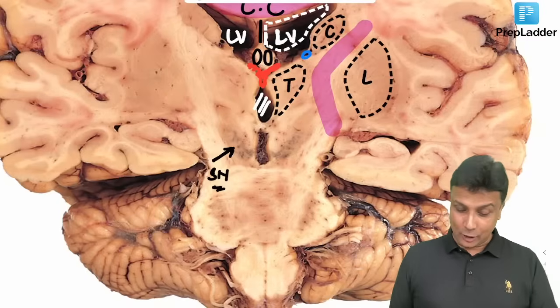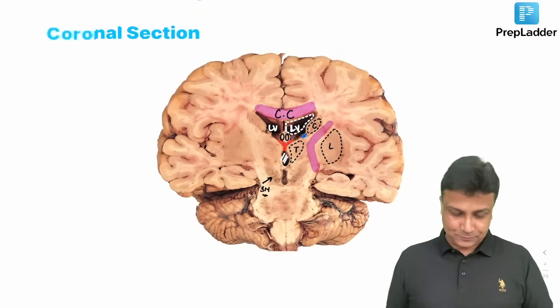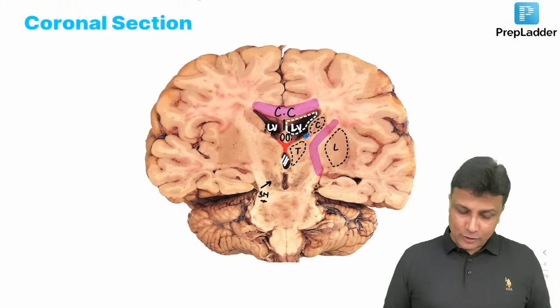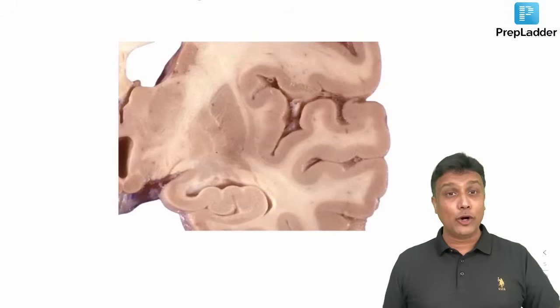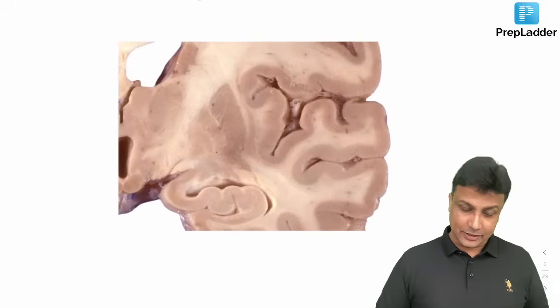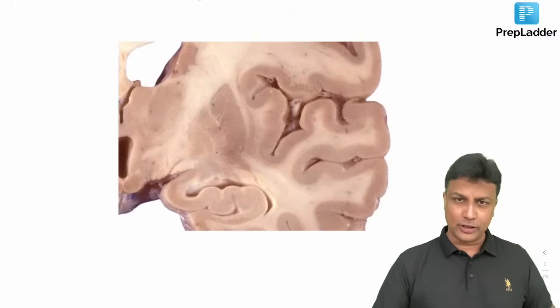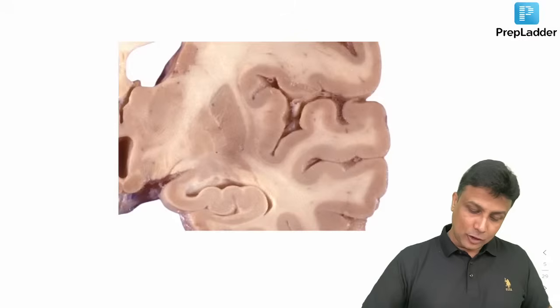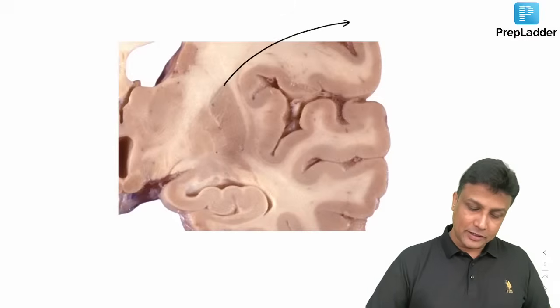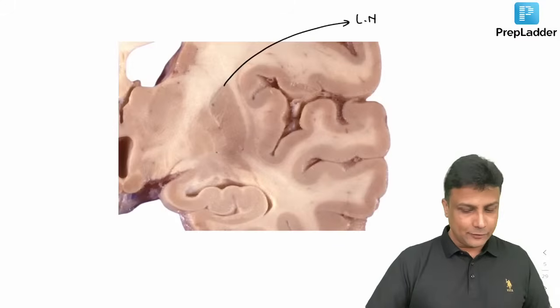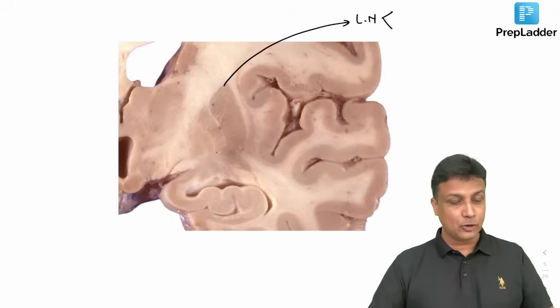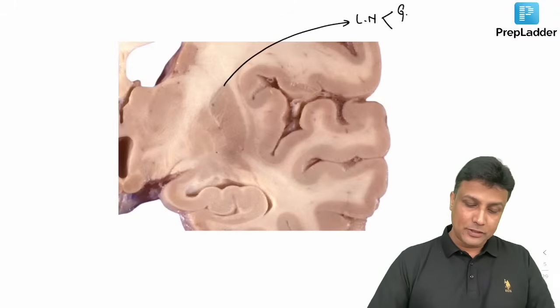Fine. Now let's move ahead. Once you are done with this coronal section, the next diagram that I want you to understand is again the same thing, but I want you to learn a little bit more in depth. We all know very well this nucleus here will be the lentiform nucleus. But we also know that the lentiform nucleus is made up of two things here. One will be the globus pallidus and another one will be the putamen.